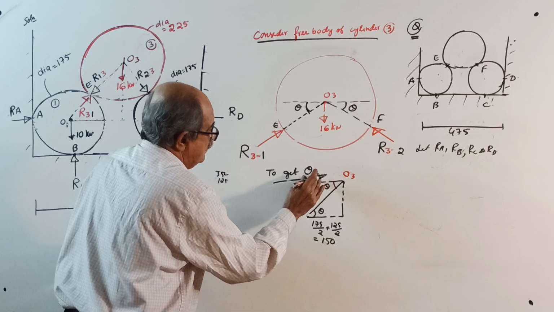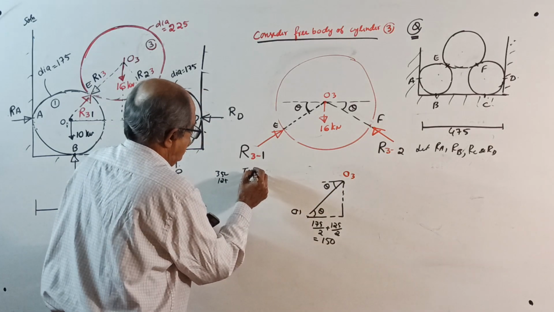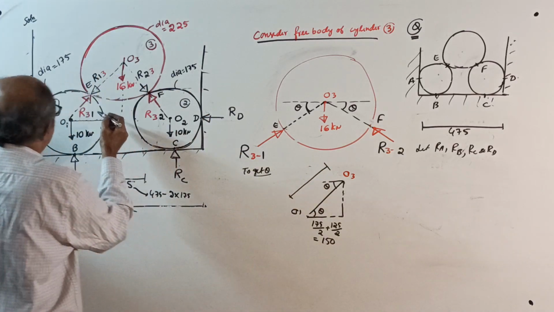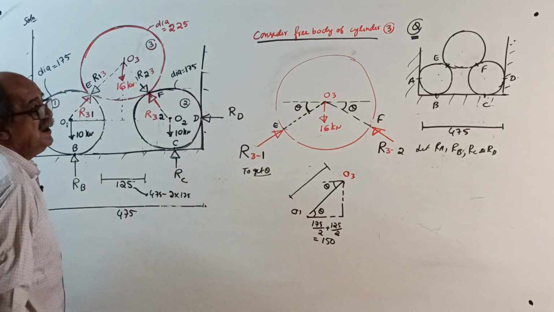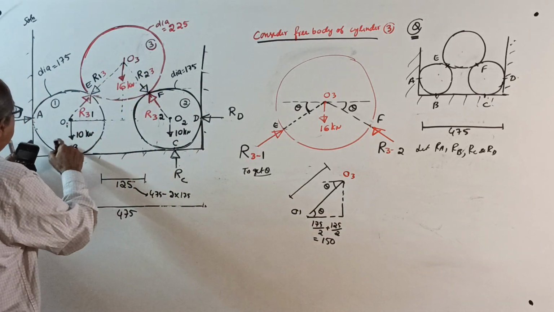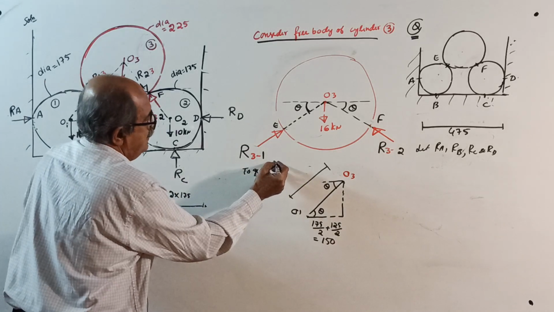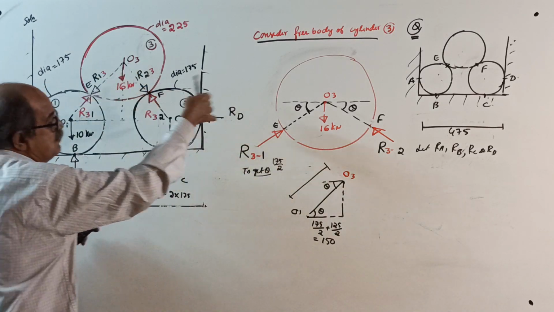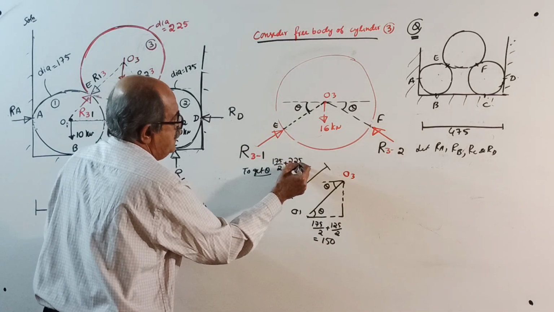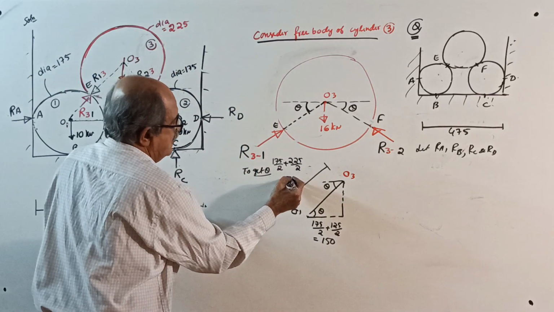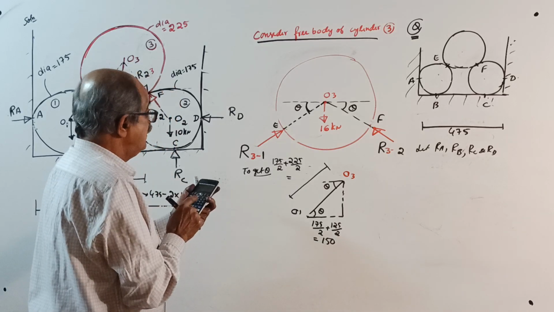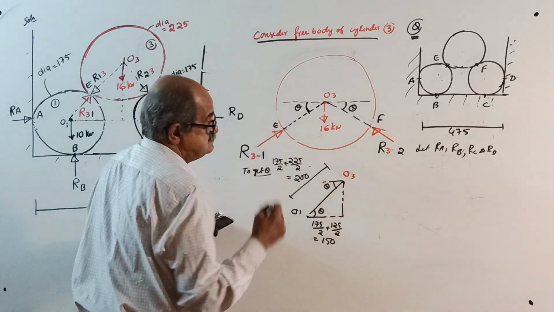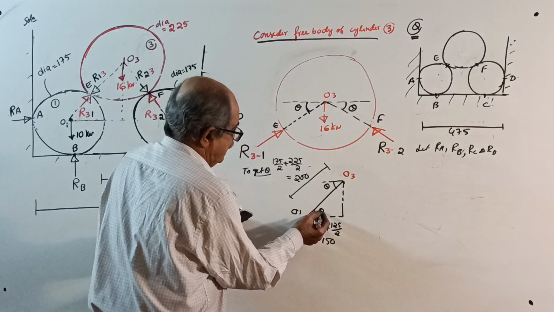Now, I'll do one thing, to get theta. Now we want this length. That length is the sum of the radii of the two cylinders, cylinder 1 and cylinder 3. This cylinder has dia 175, so 175 by 2 is its radius, and 225 by 2 is the radius of that cylinder. This answer equals 175 plus 225 divided by 2, which is 200. This is 200. Okay, now this is theta.